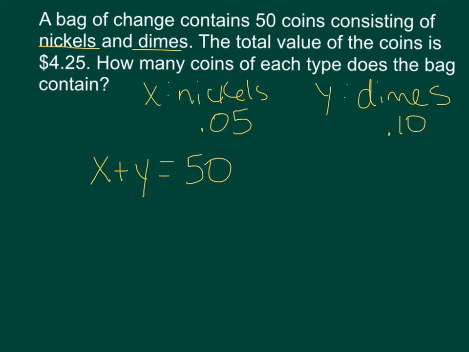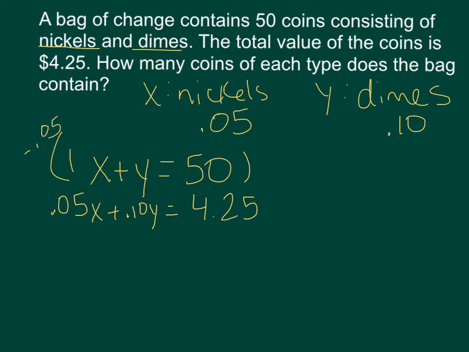Alright, and then for the other equation, we need to talk about how much it's worth. The nickels are 0.05, so you take 0.05x, plus your dimes, which are 10 cents each, so 0.10y. Don't forget your decimals, okay? And we know the total amount is $4.25. If you look, this is now an elimination problem, so we need to make our x's eliminate. This is like a 1, so you can multiply the top by negative 0.05, because that will cancel with the positive 0.05. But you need to do that to every single thing. So we're going to multiply the entire top equation by negative 0.05.